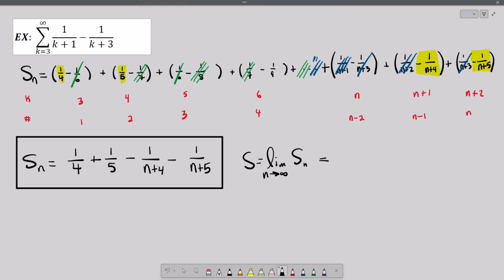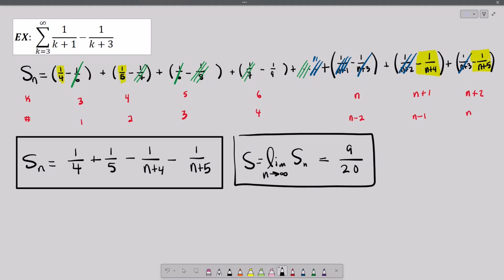And what is that limit? 9/20. So it's going to be that 4th plus a 5th. We'll get a common denominator, so we'll get 9/20. Multiply this one by 5 over 5. Multiply this one by 4 over 4. So we're going to get 5 plus 4 over the common denominator of 20. So that will be our series sum. So these telescoping, we need 2 pieces. You need to find S sub n, and then you find S from S sub n.